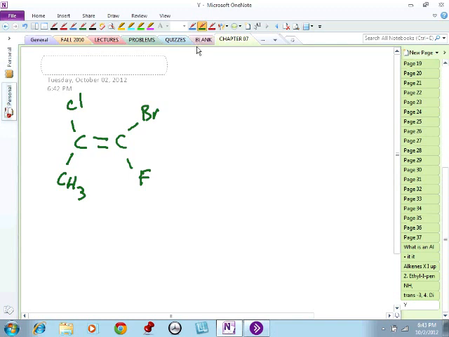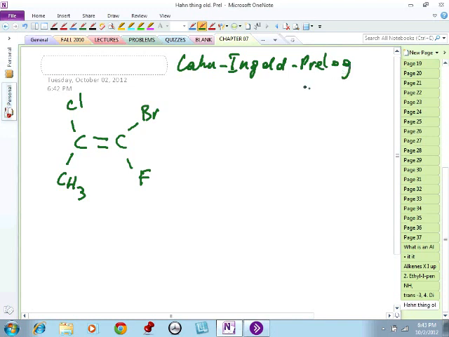use the Cahn-Ingold-Prelog system. I'm sure you've heard that before. Okay, what we call the E-Z system, or ZE system, if you want to put it that way. And how does that work? Exactly. Okay, you guys already know that.